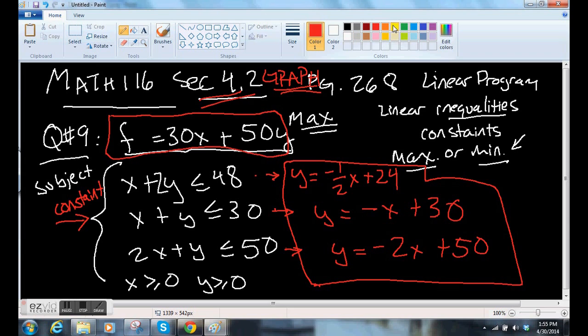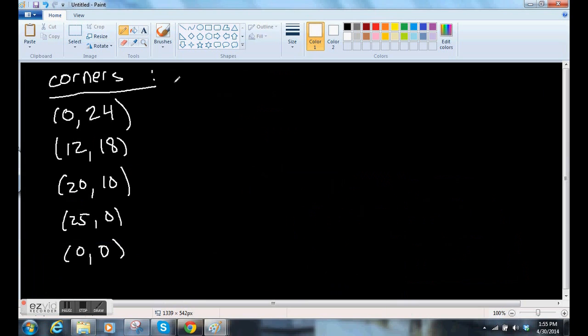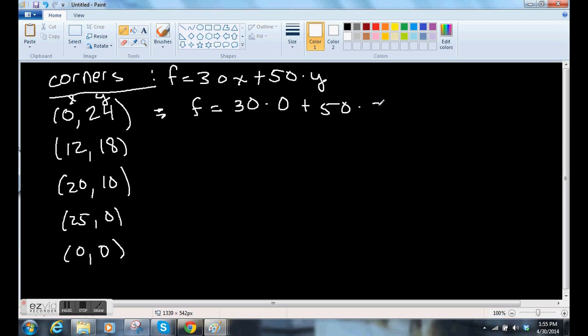Once you have your corners, you come back and get your function, which is f equals 30x plus 50y. It's over here. F equals 30x plus 50y, and then you plug in. This is x, and this is y, for each one to figure out what f is. So for this one, 30 times 0 plus 50 times 24, it's 1200. For this one, you plug in 12 and 18, and you get 1260, right? This is what f is.